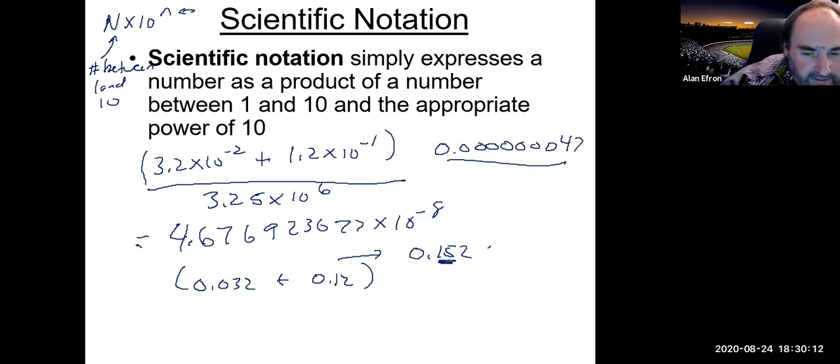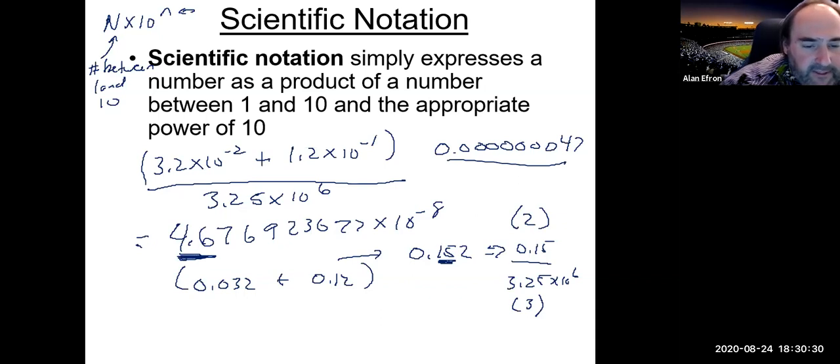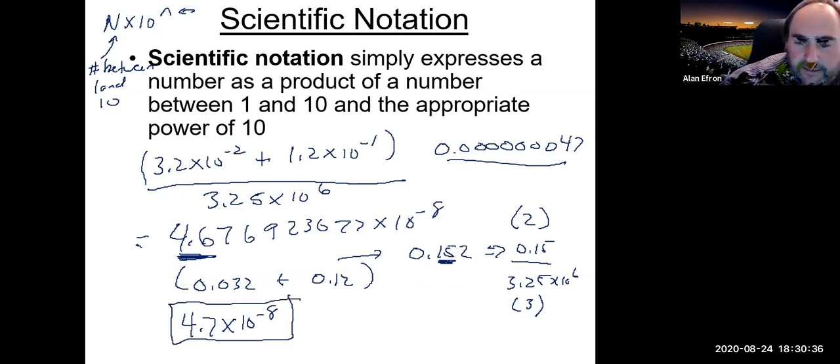So really this number on top should be 0.15 divided by our bottom number, which is now 2 significant figures up on top, 3 on the bottom, which means our answer should end up with 2 significant figures, brings us to here, and we should end up with 4.7 times 10 to the minus 8, which looks like a lot of the answers in there, which is really good.